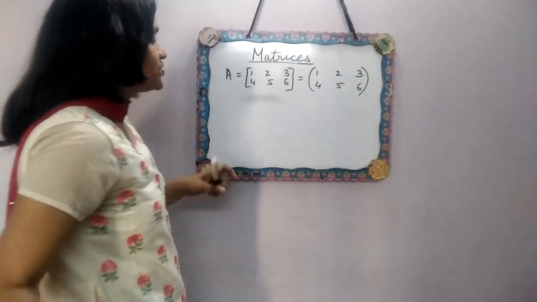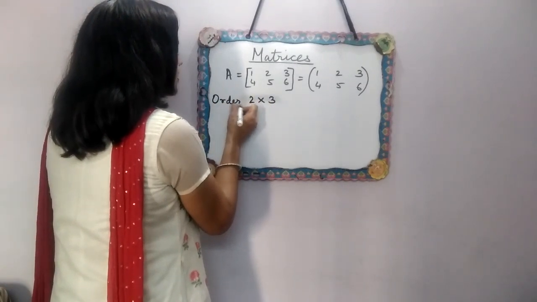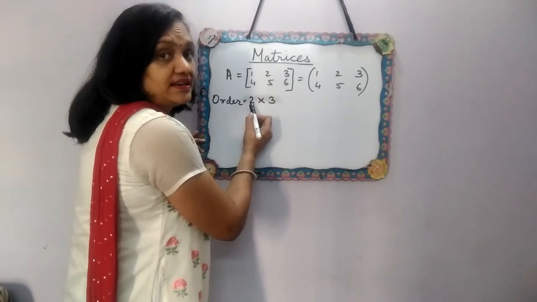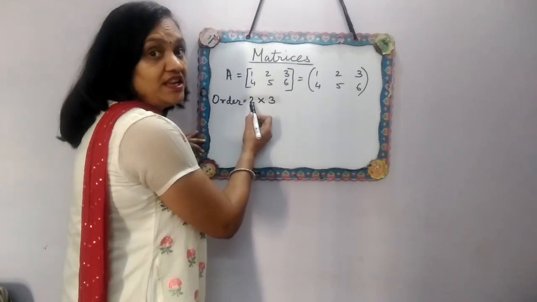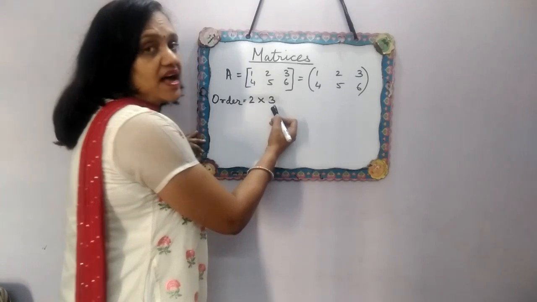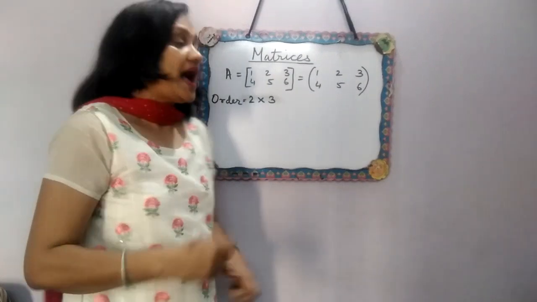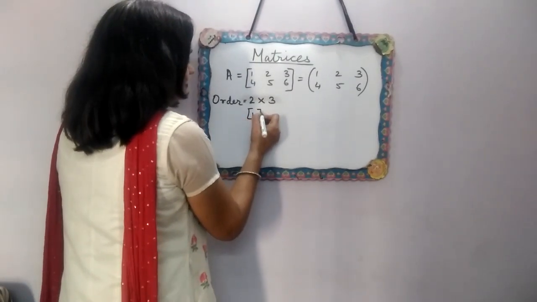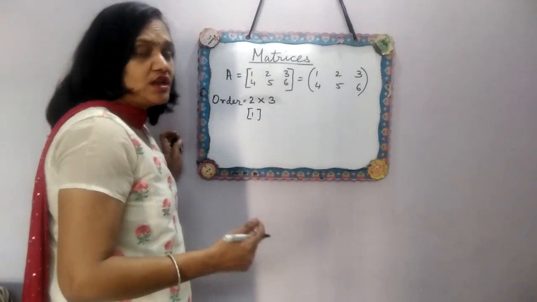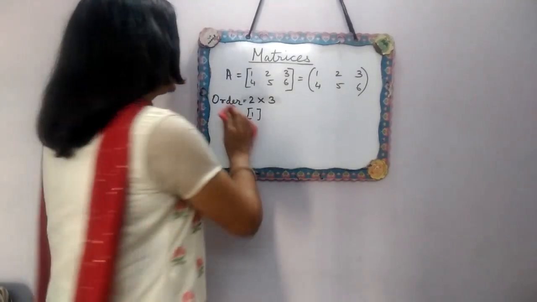Since there are 2 rows and 3 columns in the matrix, we say that the order of the matrix is 2 by 3. The first number stands for how many rows are there, and the second number stands for how many columns are there in the matrix. In a matrix, we may have only one row and one column. In a matrix, we may have 2 rows, 3 columns, 3 rows, 2 columns, depending on our need. Now, let's study about the different kinds of matrices.